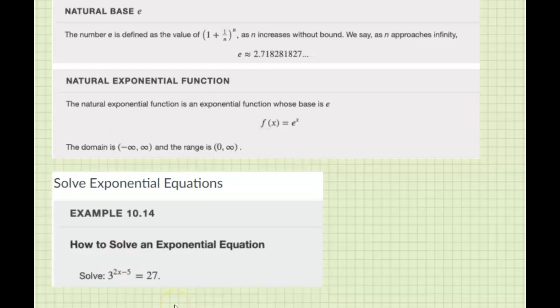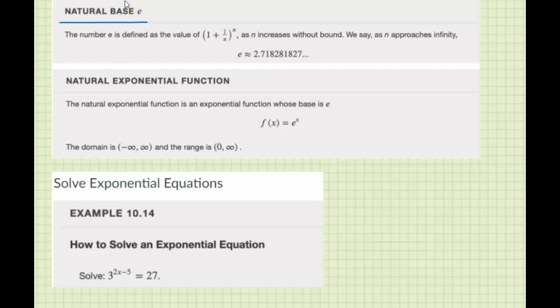Hello and welcome. We saw that we can have different bases for our exponential functions. 2, 3, we can have them higher, lower, and also bases that are between 0 and 1, like the fractions, 1/2, 1/3, and so on. The most common base for an exponential when you're doing application problems that have to do with nature and even financial things is called the natural base e.